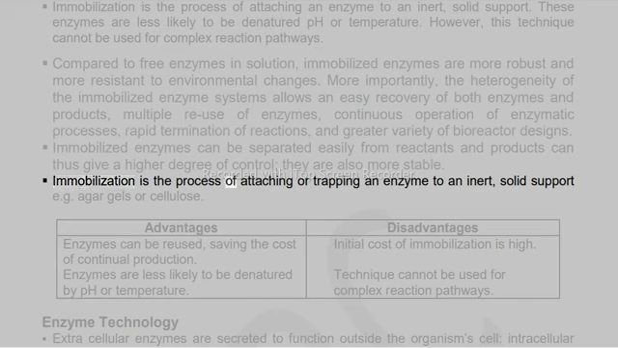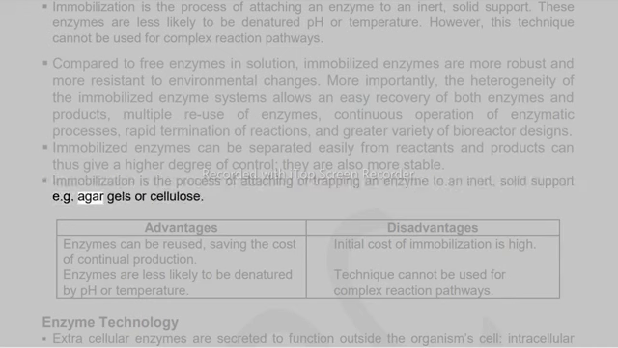Immobilization is the process of attaching or trapping an enzyme to an inert, solid support, e.g. agar gels or cellulose. Advantages: enzymes can be reused, saving the cost of continual production. Enzymes are less likely to be denatured by pH or temperature. Disadvantages: the initial cost of immobilization is high. The technique cannot be used for complex reaction pathways.